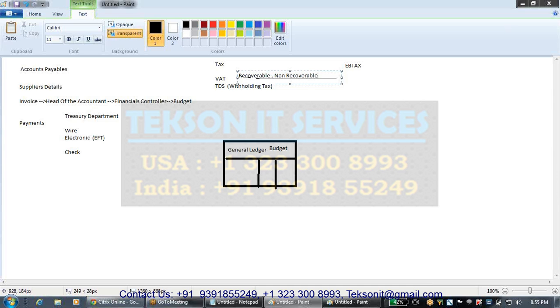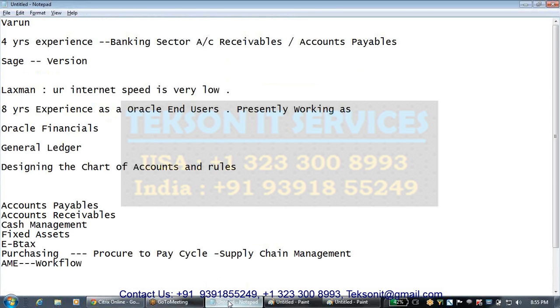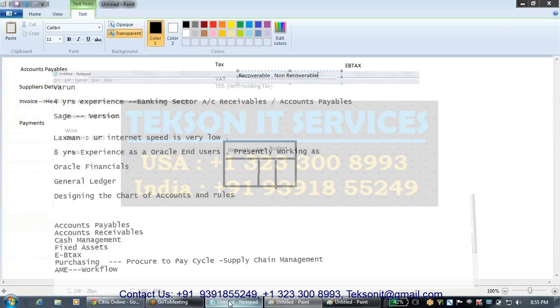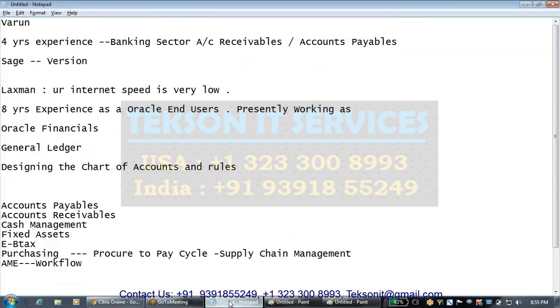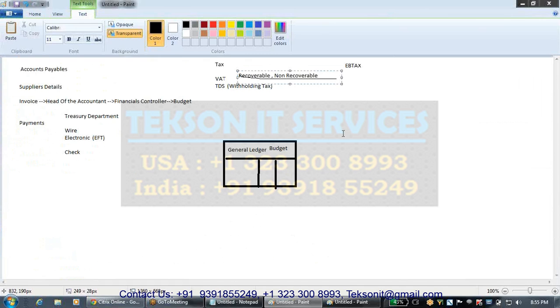What do you mean by recoverable and non-recoverable? Can anyone explain to me? I think both of them worked on the payables module. Even Lakshman probably worked on Oracle financials, payables, and even Varun also worked on payables and receivables. So what do you mean by recoverable and non-recoverable? Is this concept in VAT or in general terms? I don't want to talk about any general terms. Where exactly in the business, in which aspects, do they use this concept?